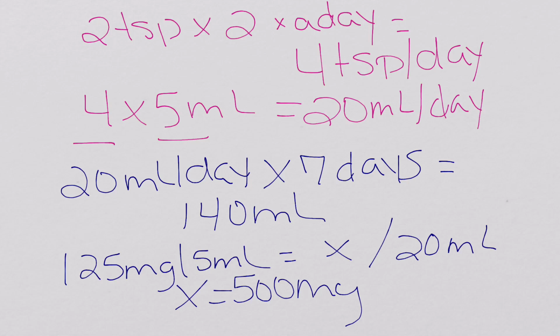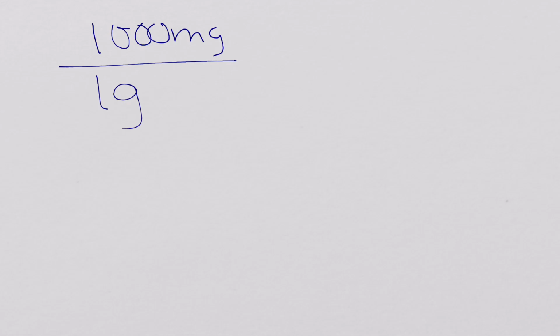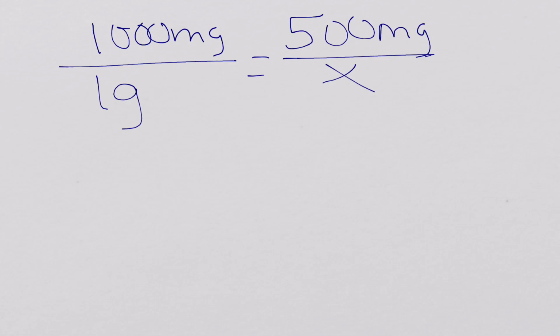The only problem is they want to know how many grams they're taking per day. So we know that there's 1,000 milligrams in 1 gram. They're taking 500 milligrams, so we need to know how many grams that is. And that should be 0.5 grams per day.